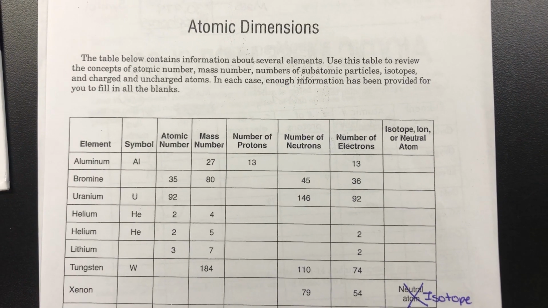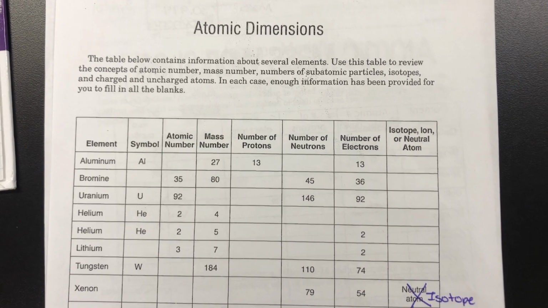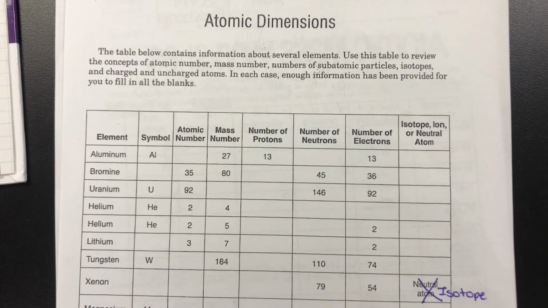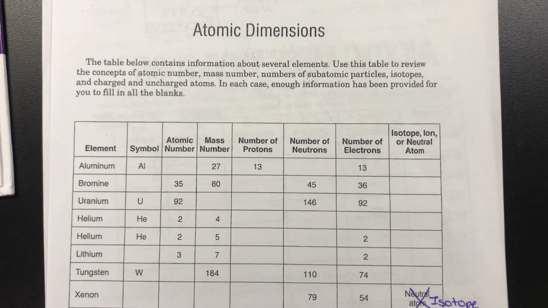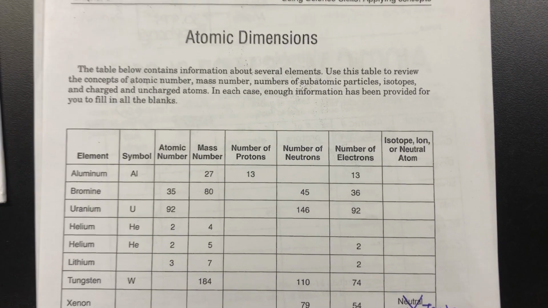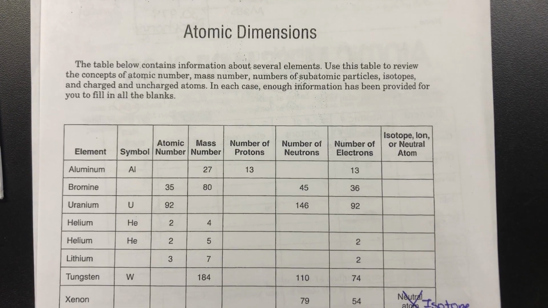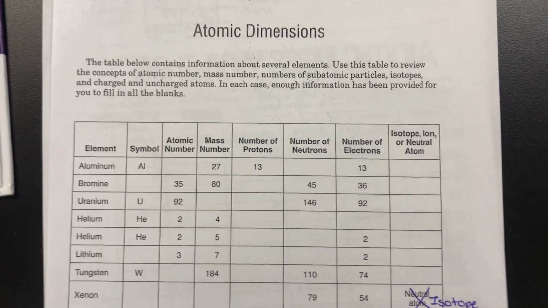Okay, in this video, I'm going to run you through how to find each of the different atomic number, mass number, number of protons, number of neutrons, electrons, and whether it's an isotope, ion, or neutral atom. I'm going to go over the answers to this sheet.